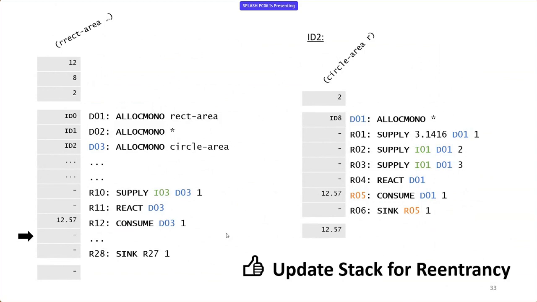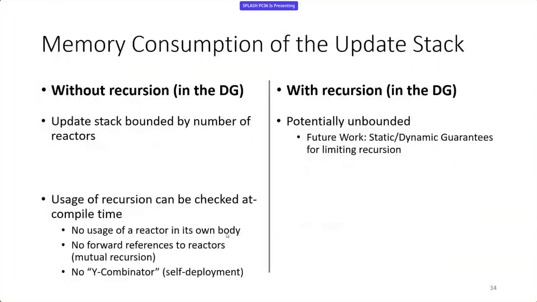And this is good news because we have reentrancy. We don't need to create a copy of the reactor every time we need it. But the bad news is we have an update stack because we have to keep track of where all these pointers were. And yeah, stack, so memory allocation, so bad news. Maybe not, it's not as bad as I presented right now. Because if you don't have recursion in the structure of the dependency graph, then you can, at compile time, also determine the size of that stack.